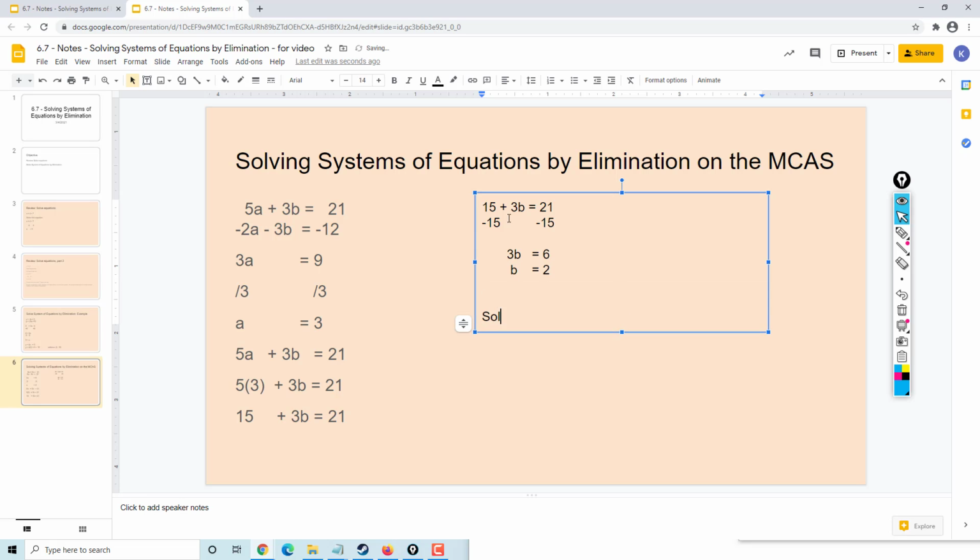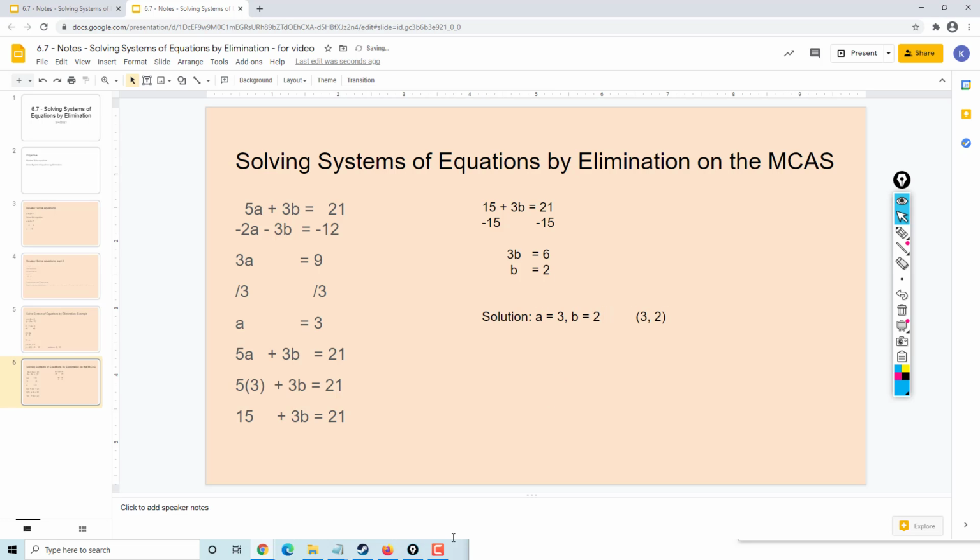So the solution would be a equals 3, b equals 2. You can also write it this way. Okay, that's it.